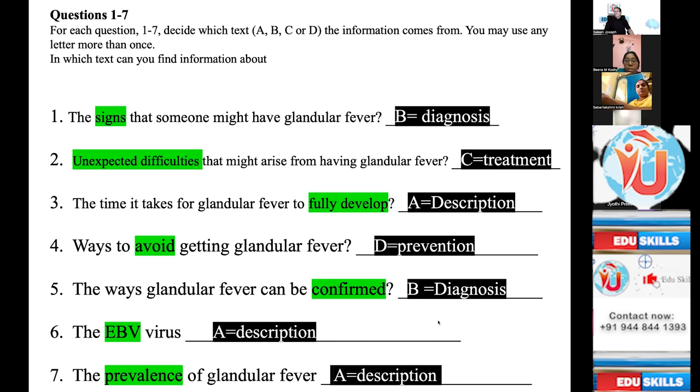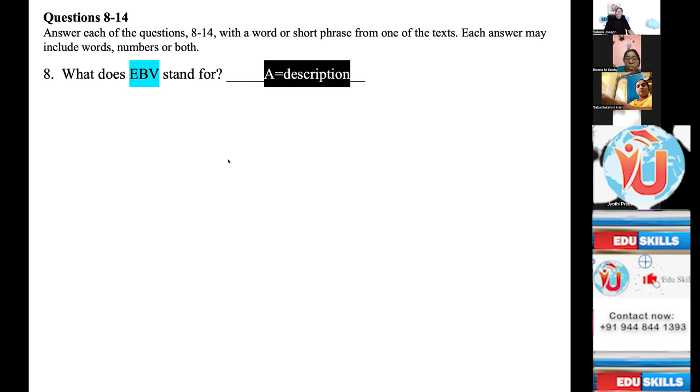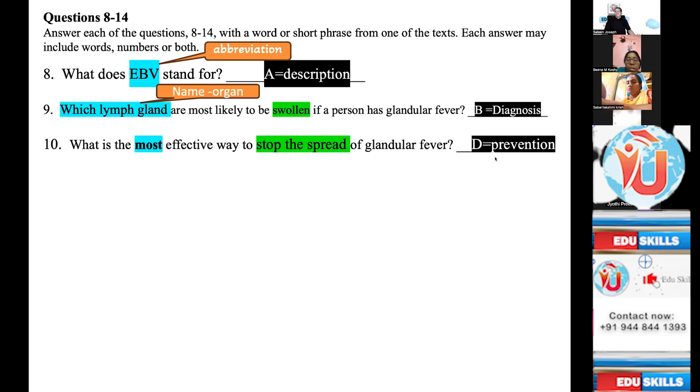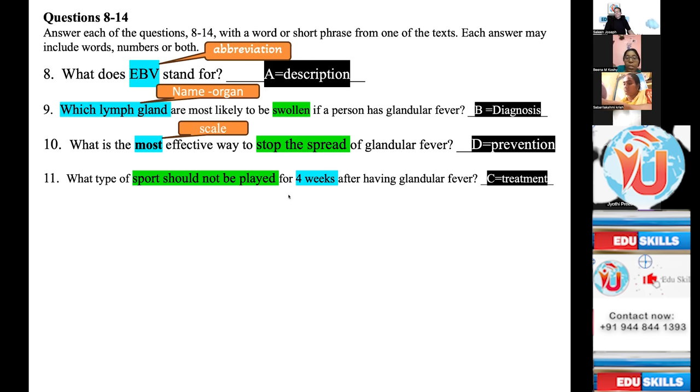See how beautifully, within fractions of a second, you can answer 1 to 7. Then the 8th one, a description. The 9th one, you know, abbreviations and all those things you can easily identify. Name of the organ is there, it is diagnosis. 10th one, prevention. Stop the spread, prevent. Those words themselves tell you this is the one. And spores should not be played.